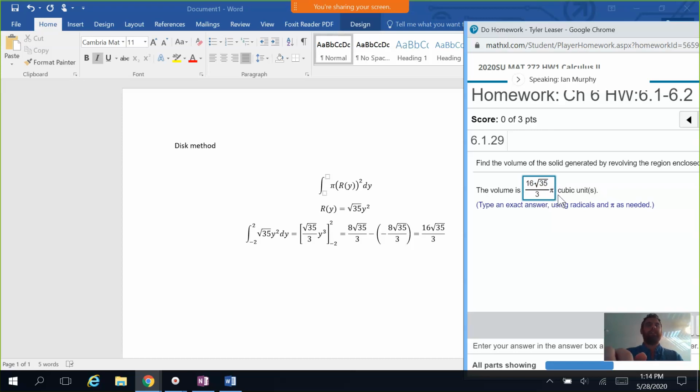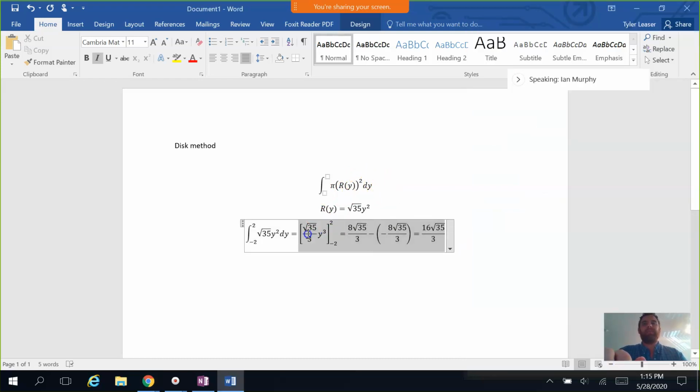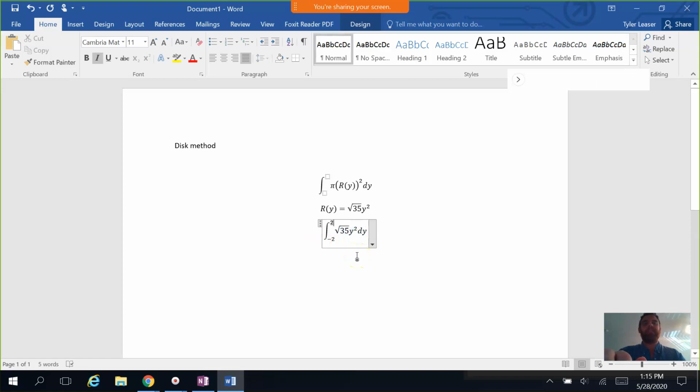Do I need to what? Sorry, I couldn't hear you. Square? No, because it's cubed, right? I already cubed the 2. Oh, up here. You're right. I was going too fast. I see what you're saying. Yeah. We were supposed to square the radius, so all of this was nothing. It was supposed to be this radius, the root 35y squared, all squared. Good catch. And then the pi should still be out in front.